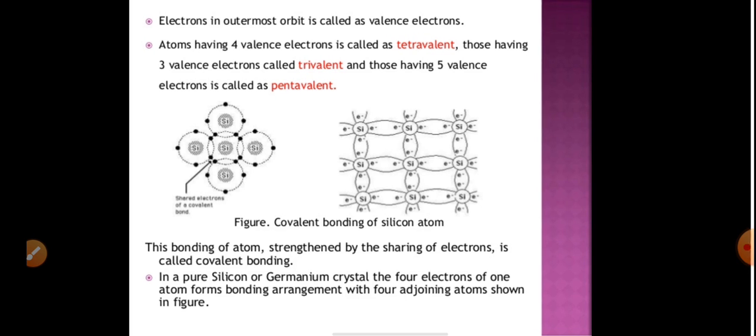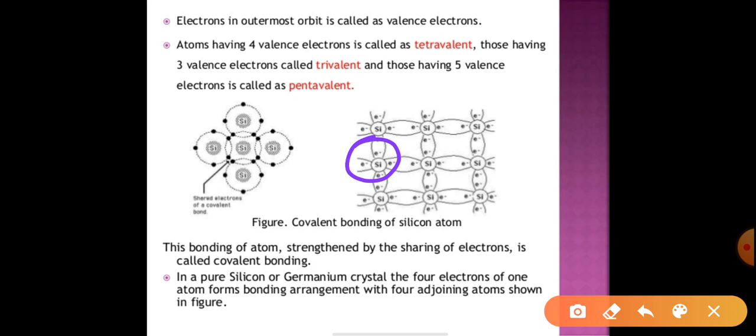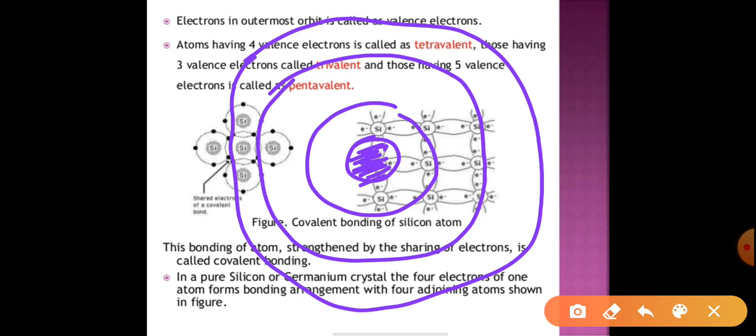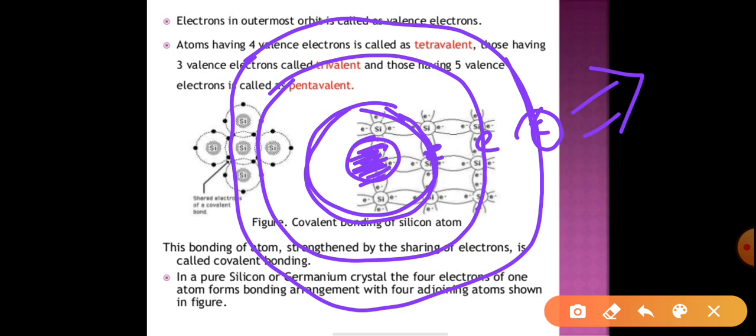So I will tell you how energy levels are there. Suppose this is my nucleus, and electrons are revolving like this in particular orbits. The electrons that are nearer to the nucleus have higher energy, so they will not go for conduction. But the electrons in the last orbit are loosely bound, so they can go for conduction when some external energy is given to these electrons.